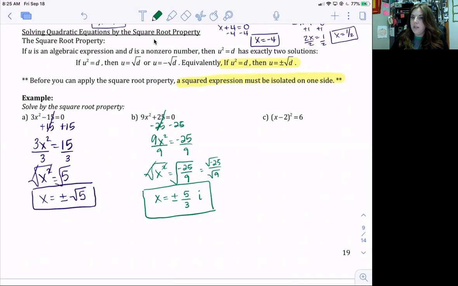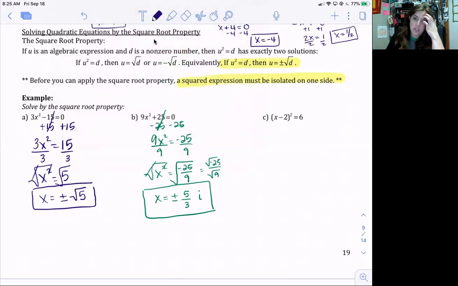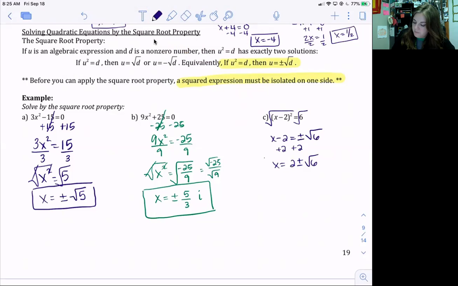Okay, and then the quantity of x minus 2 squared equals 6. So here is an example of when we already have a squared expression isolated. So x minus 2 squared, we're going to go ahead and take the square root of both sides. So we have x minus 2 equals plus or minus the square root of 6. We can't simplify that any further, so it's just going to stay the way it is. And then to get x by itself, we're going to add 2. So x equals 2 plus or minus the square root of 6.